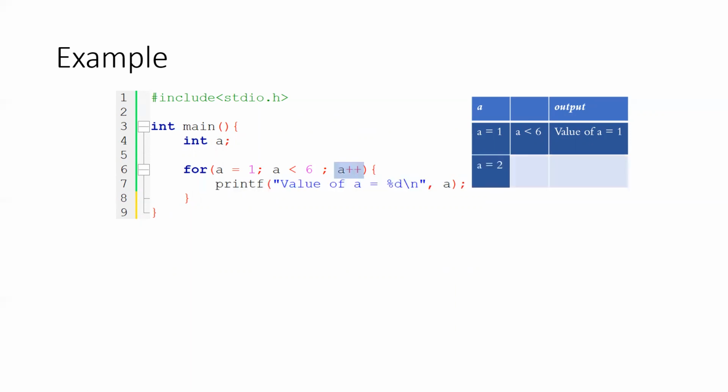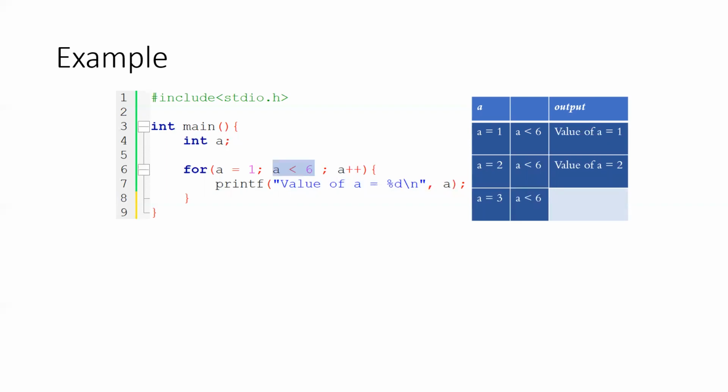Now it proceeds to update the loop control variable a. So now a becomes 2, and then we evaluate again. As you can see, we skip the initialization because it's done only once. Now we check 2 is less than 6. It is true. So we print the value of a, and now we increment a. a becomes 3. 3 is less than 6, which is true. So we print the value of a, which is 3. And now we increment a.